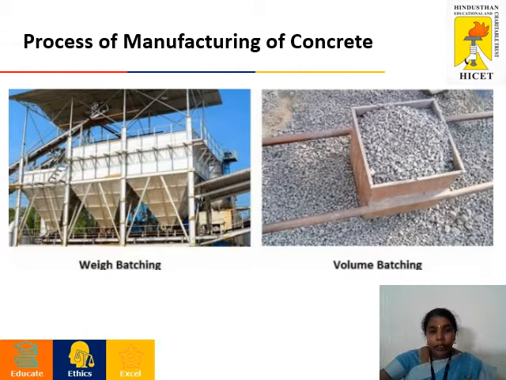The first picture shows weigh batching. In weigh batching, the materials are measured by weight. The figure shows steel silos, where the materials are taken by weight. The second picture is volume batching, which looks like a box. The materials are taken in proportions, for example the ratio 1:2:4, cement to fine aggregate to coarse aggregate. These are examples of the batching process.